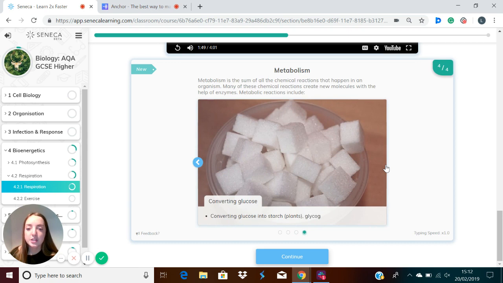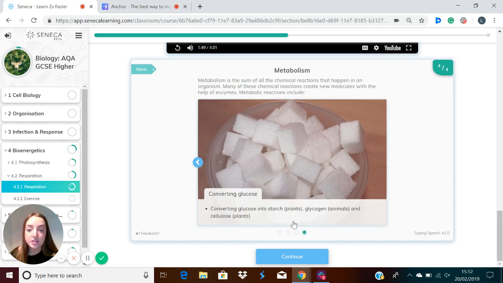And a metabolic reaction could also be converting glucose into starch, which happens in plants, or into glycogen in animals, and also cellulose in plants. These are storage compounds.